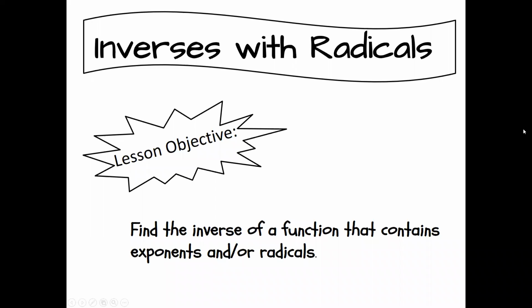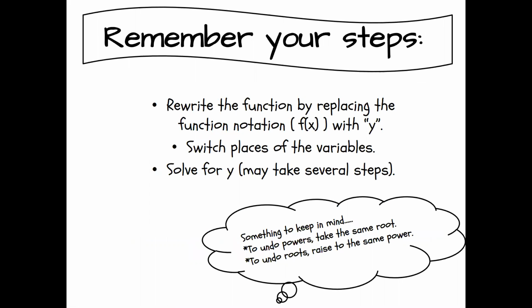Okay, so moving on to inverses with radicals. For this lesson, we're going to find the inverse of a function that has exponents and/or radicals. So remember your steps to find inverses. You're going to rewrite the function, replacing function notation, f of x or g of x, h of x, whatever it happens to be, with y. Second step, switch our variables. We're going to then solve for y. That could take a few steps. And then don't forget we're rewriting it in inverse notation at the end.